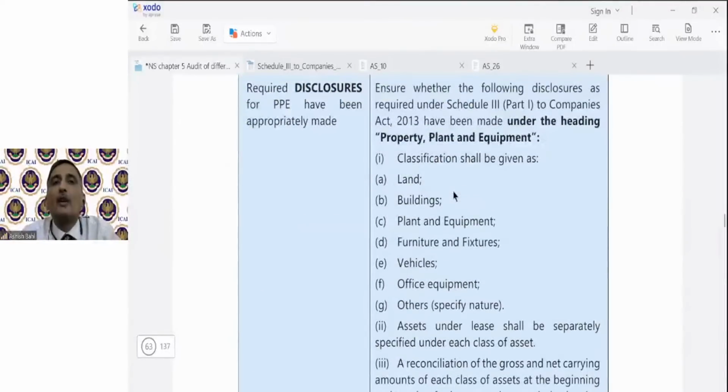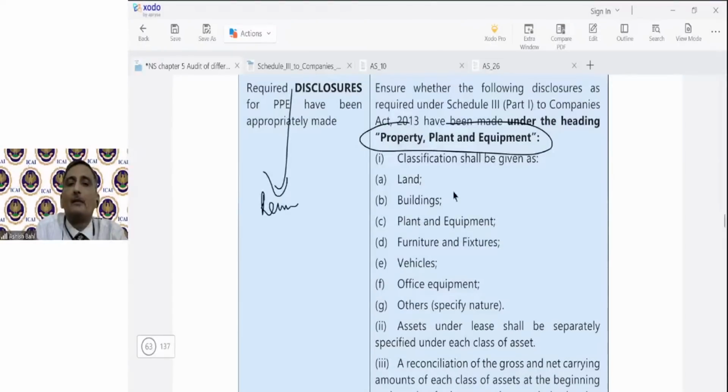And now we come to disclosures. Now what are the disclosures which are required to be made under Schedule 3 Division 1 of the Companies Act under the head property, plant and equipment? Now these disclosures have to be remembered.